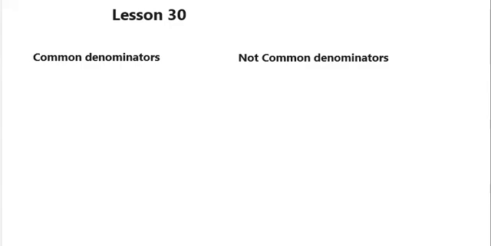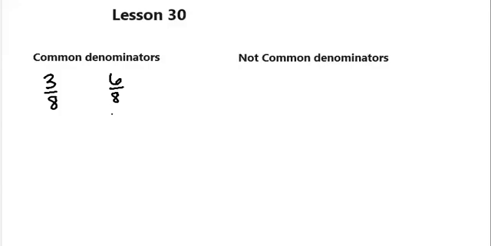This is lesson 30. We're going to be talking about common denominators and adding and subtracting fractions with different denominators. First, let's remind ourselves, what is the denominator in a fraction? That's the bottom number, or the what kind of fraction we have. Here's an example of a fraction. 8 is the denominator.